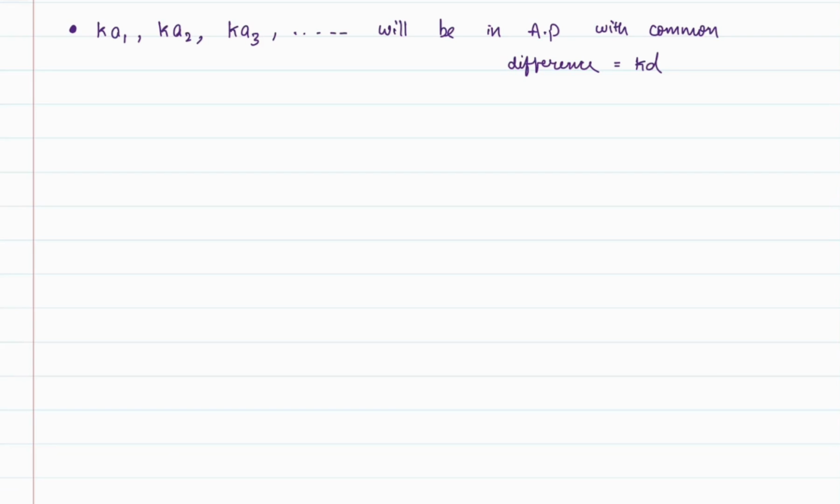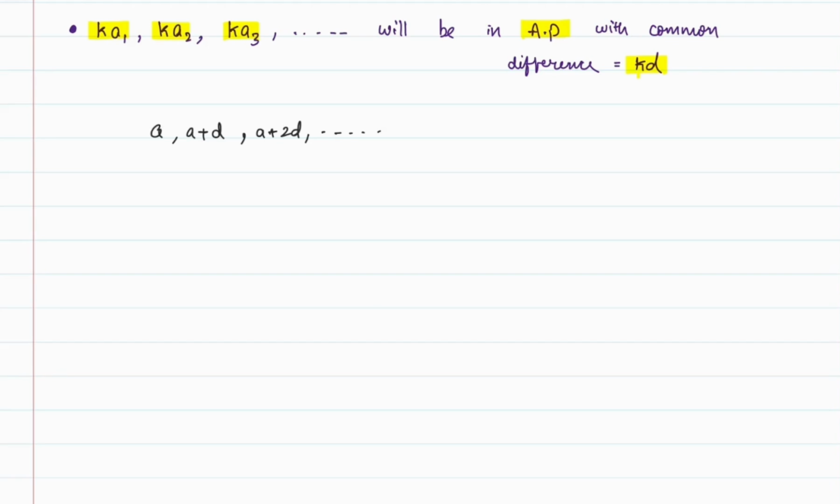Now if we consider this series where we are multiplying every term with k, the series will become k into a1, k into a2, k into a3, so on up to infinite terms. Now this will also be an AP, but the common difference now will be k into d. We can prove this by taking a simple example. So consider the same arithmetic progression with the first term as a and the common difference d. So now the series will be a, a plus d, a plus 2d, and so on.